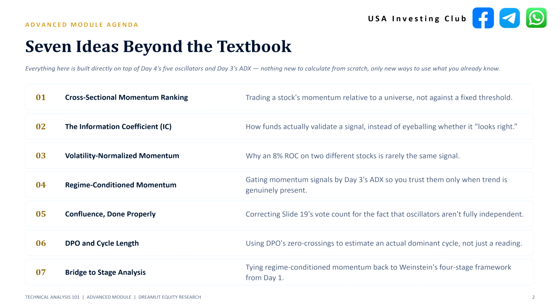First, cross-sectional momentum ranking, trading a stock's momentum relative to a universe, not against a fixed threshold. Second, the information coefficient, or IC, how funds actually validate a signal instead of eyeballing whether it looks right. Third, volatility-normalized momentum, why an 8% ROC is rarely the same signal on 2 different stocks.